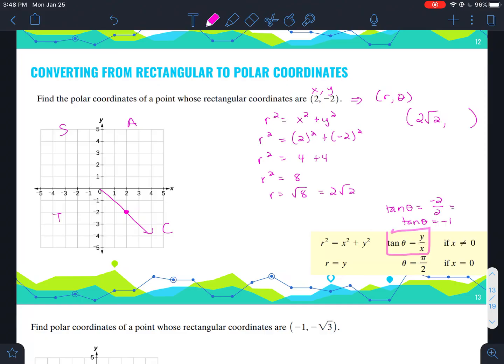And so for tangent to equal negative 1, we've got a couple options. We could be at negative pi over 4 if we rotated backwards. So this could be the point 2 square root 2 and negative pi over 4. Or if we rotated forwards to get to that point, we would be at 7 pi over 4. So it could be 2 square root 2 and 7 pi over 4. And so both of those could be the polar coordinates that would match the rectangular point 2, negative 2.